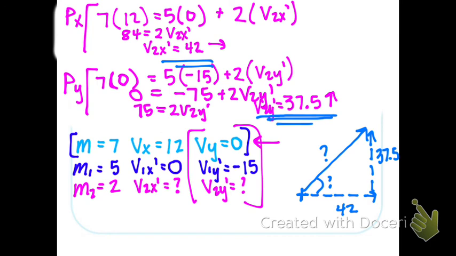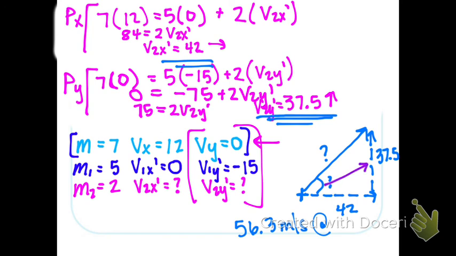And that can't be right. 42.4? Is that what you guys got? No, that can't be right. Oh, I forgot to square one of mine. Okay, never mind. 42 squared plus 37.5 squared. How about 56? 56.3 meters per second.